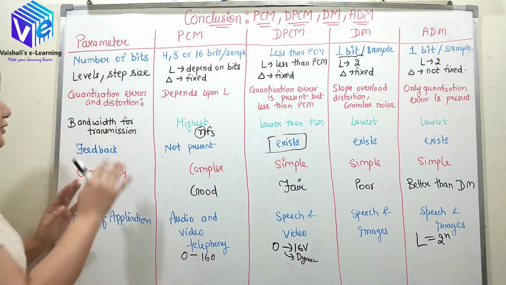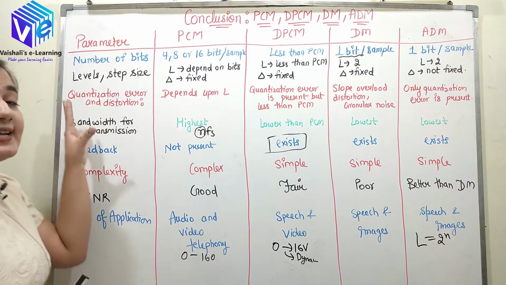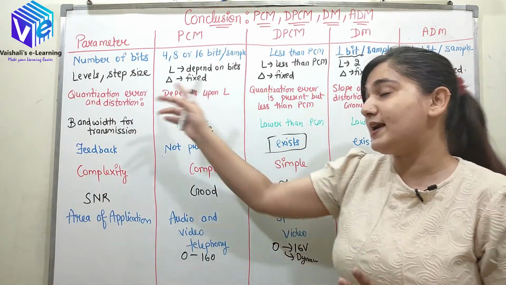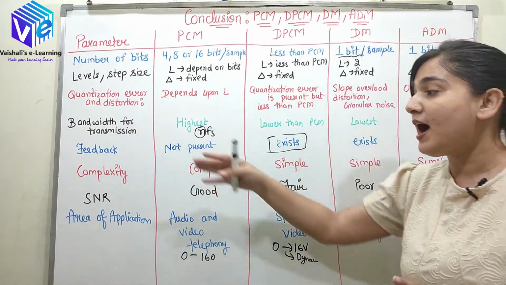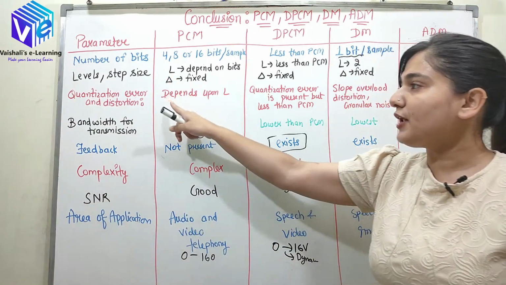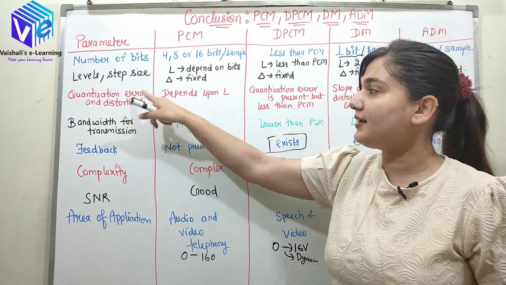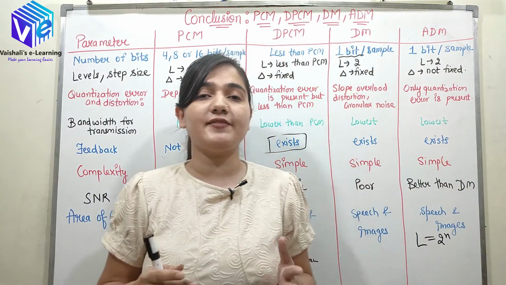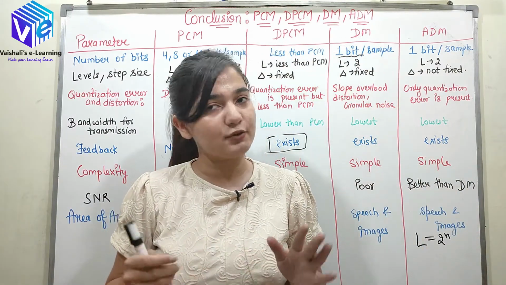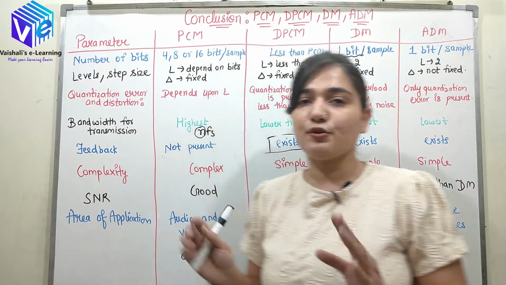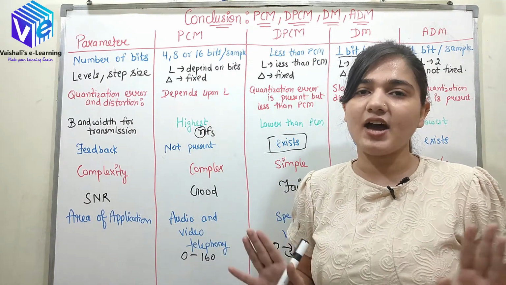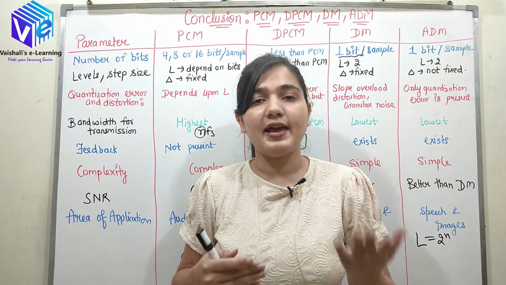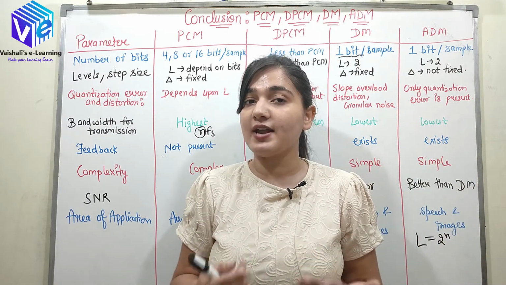So now coming to this parameter, which is quantization error and distortion. Here I wanted to talk about quantization error and distortion after the SNR. The quantization error in the case of pulse code modulation will depend upon the number of levels. If I am using more number of levels, then quantization error would be less. Other distortions are not present here because I am just sending the signal with the help of levels. So only the quantization error would be present.